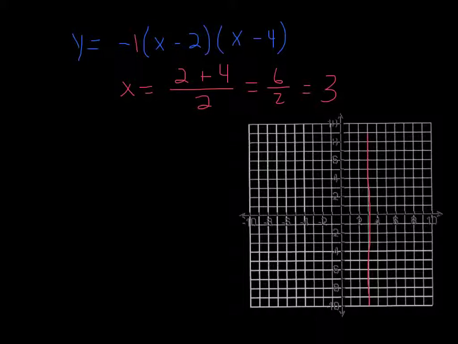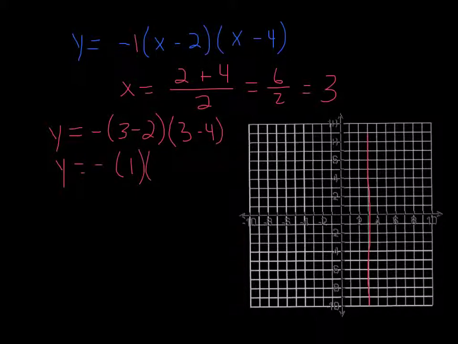Okay, so now let's figure out the rest of the vertex. So we plug in our 3 to the equation. So y equals negative (3 minus 2) times (3 minus 4). So y equals negative 1 times negative 1. So we got negative 1 times negative 1, so this is going to give us 1. Okay, so our vertex is at (3, 1). So we go over to 3, we go up 1, and there is our vertex at (3, 1).